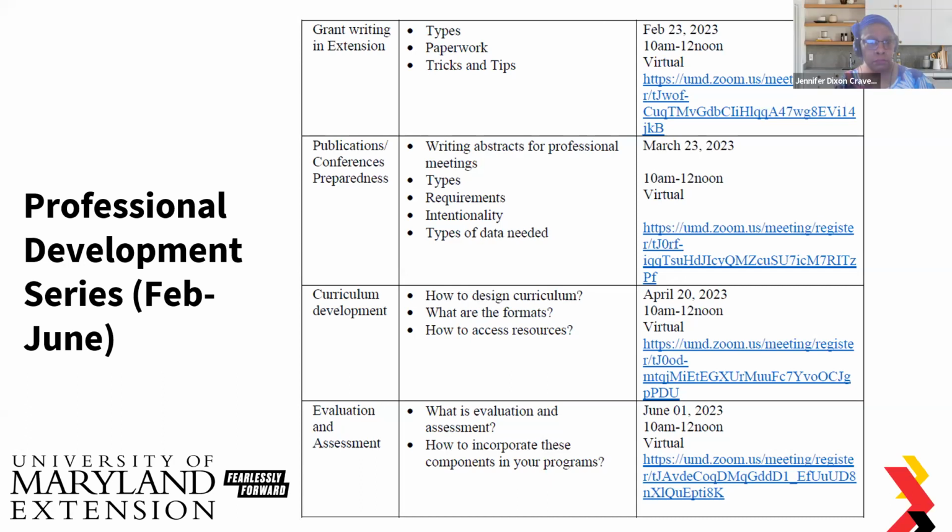And today we are covering how to write an abstract for a professional meeting, or what are the requirements, what are the different types of publications, and why, as an extension agent or extension professional, we should be thinking about publishing or any scholarly activities. And in April, we will do a session on curriculum development. Again, all these sessions are open to all new, old, existing faculty, staff, whoever is interested to learn these topics can join in. And we will conclude on June 1st on evaluation and assessment session.